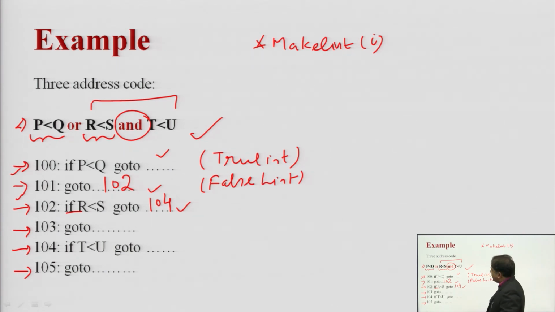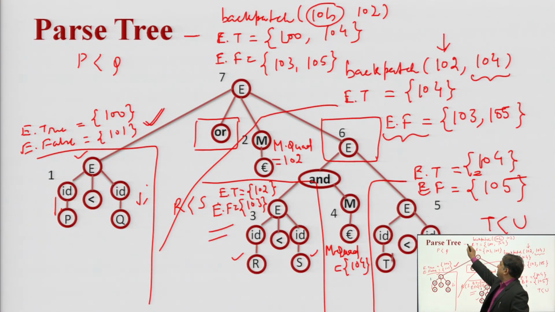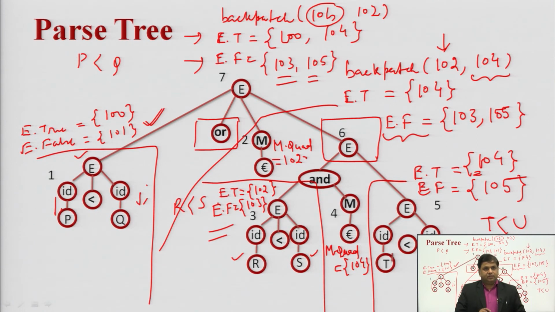So, let me explain what is the meaning of E dot true list. At last what we have reached, the E dot true list is containing the statement number 100 and 104. So, it signifies if I reach statement number 100 or statement number 104, the overall result of the expression will be true. Similarly, if I reach the false list, that is 103 or 105, the overall result will be false, that will be the 0, right.